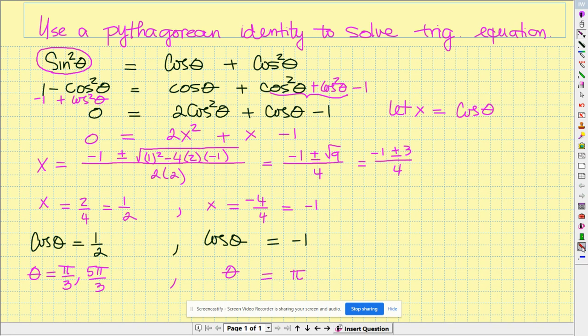So therefore, we can conclude that our solution will be theta equals pi over 3, 5 pi over 3, and pi.